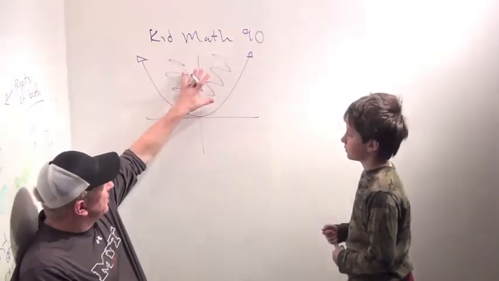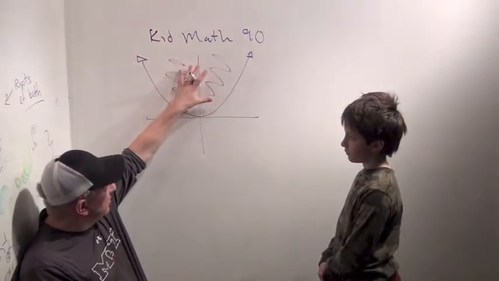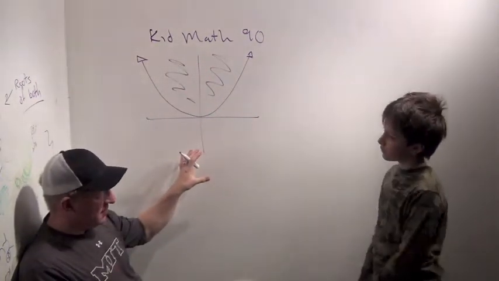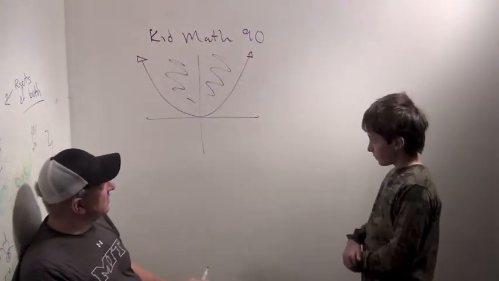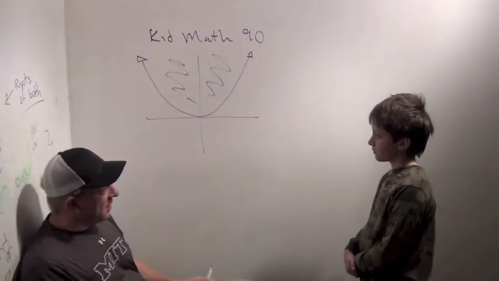We're trying to see if the area inside the parabola is bigger than, less than, or equal to the area outside of the parabola. And so we've been talking about it a lot of different ways.